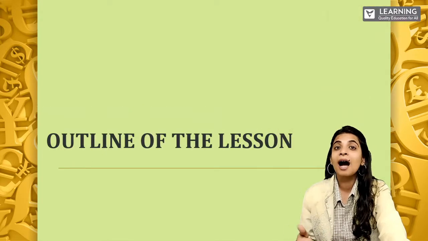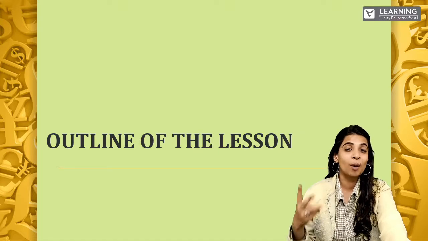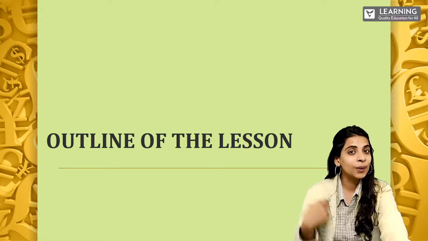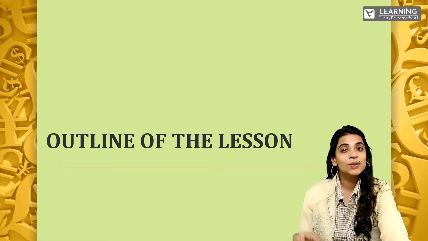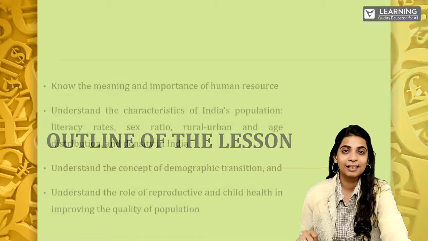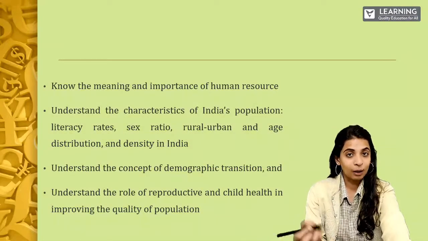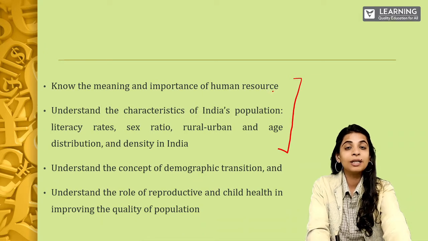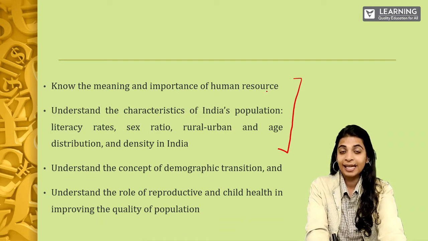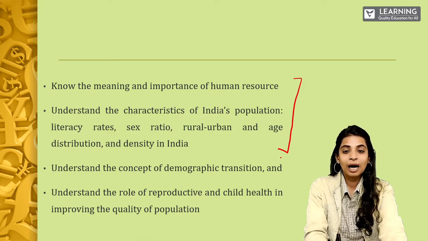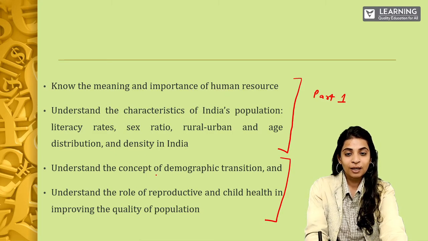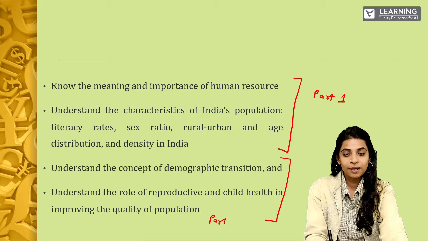Well, if humans are given proper training, proper skills, proper aptitude and knowledge, and if they are skillful, then even we can become a resource for our country. We will understand all these aspects in this chapter. Now let us move to the outline of the lesson. We have divided this chapter into 2 parts. We will cover the first 2 topics in this class and continue with the other 2 in the next class. I'll write part 1 so that you know it is well differentiated, and then these 2 topics will be part 2.